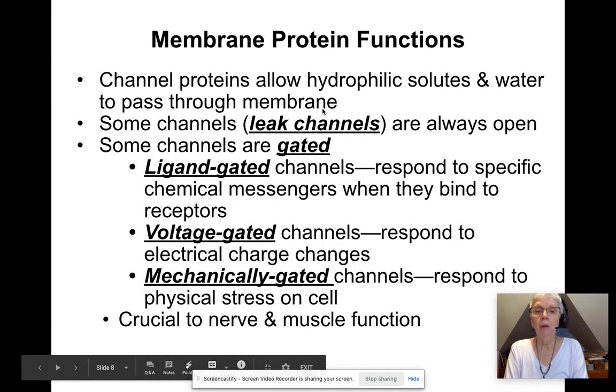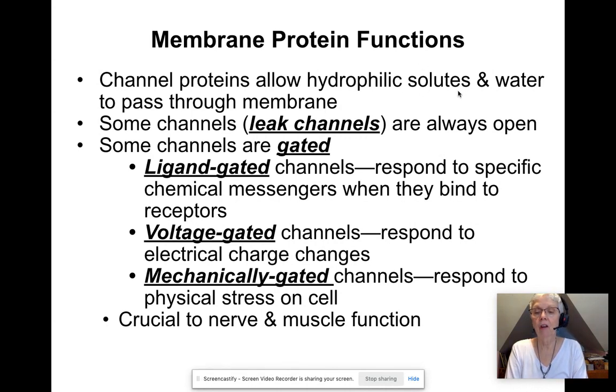So again, channel proteins allow hydrophilic solutes and water to pass through the membrane without any problems. We do have leak channels, which are always open. That means it leaks ions in and leaks ions out. We have gated channels. Now, this ligand gated channel responds to very specific chemical messengers, okay? The voltage gated channel only responds to electrical charges.